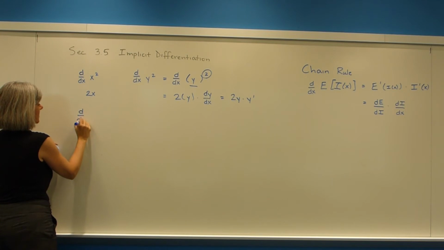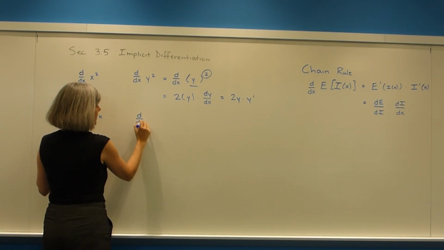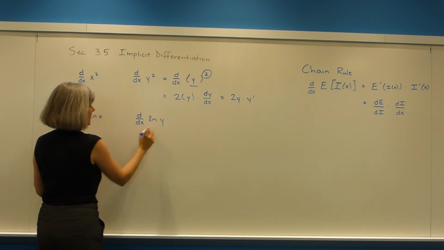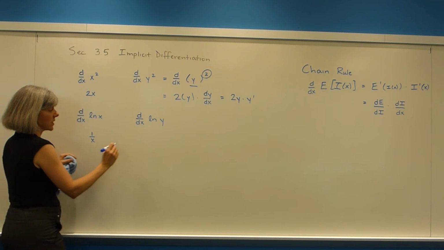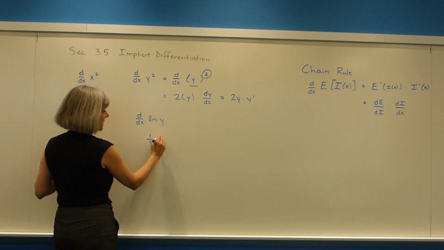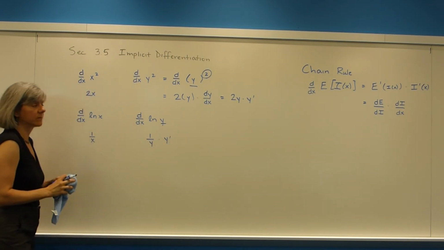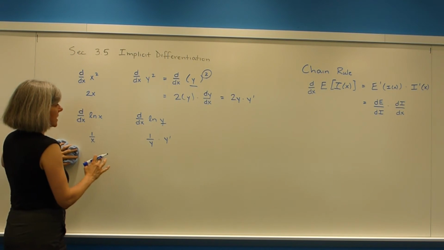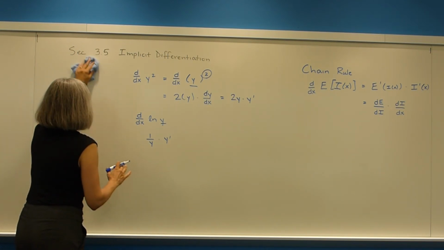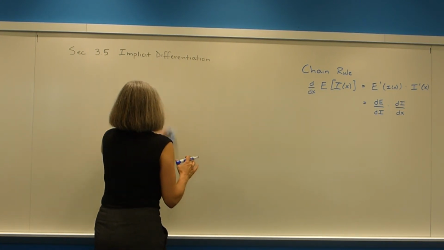d dx ln x versus d dx ln y. Variables match, 1 over x. Variables don't match, 1 over y, times derivative of the inside, y prime. So I'm going to rewrite all of that in one concise table. I think that will help you see the pattern more easily. Let me do that.